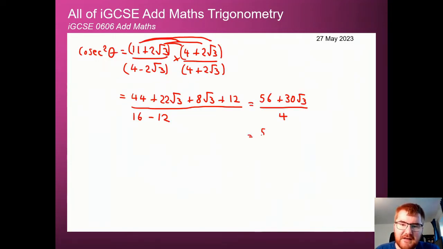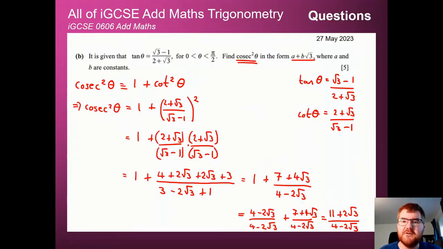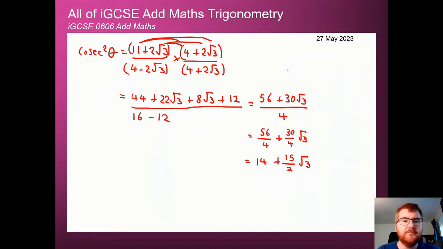So we can split this up. So 56 over 4 plus 30 over 4 root 3. Again, you do have a calculator, so do use it as you go along. So we get 14 here. And then 30 over 4. I prefer writing this as a fraction. I think it probably doesn't matter. 15 over 2 root 3. And we get the answer because we then get the constants a and b here, like so.